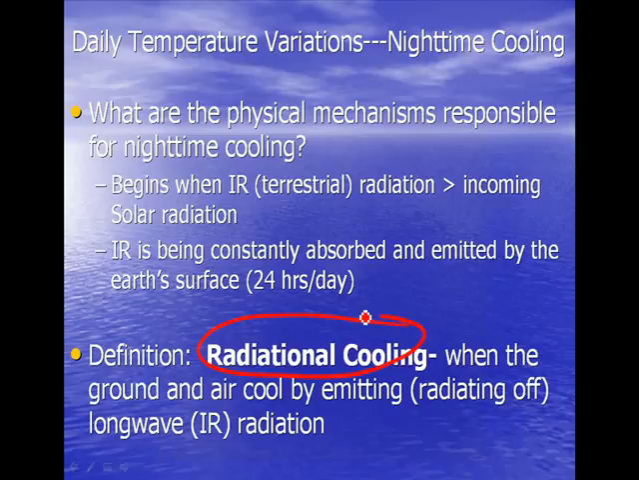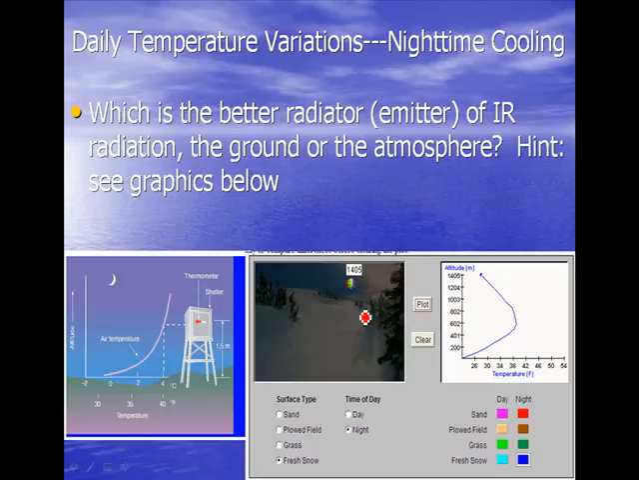When the ground and the air directly above the ground are cooling because of the emission of long-wave radiation. In other words, it's losing energy. The average speed of the molecules begins to decrease, and recall that's how we define temperature, as the average speed of the molecules. So my question to you, which is the better radiator of infrared radiation? Is it the ground or the atmosphere? Let's take a look at the graphs below.